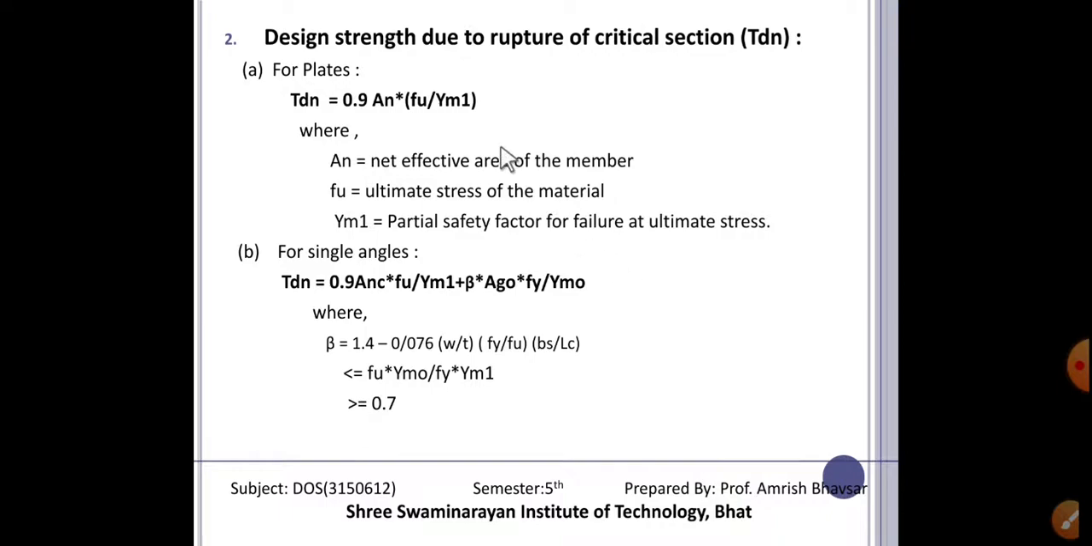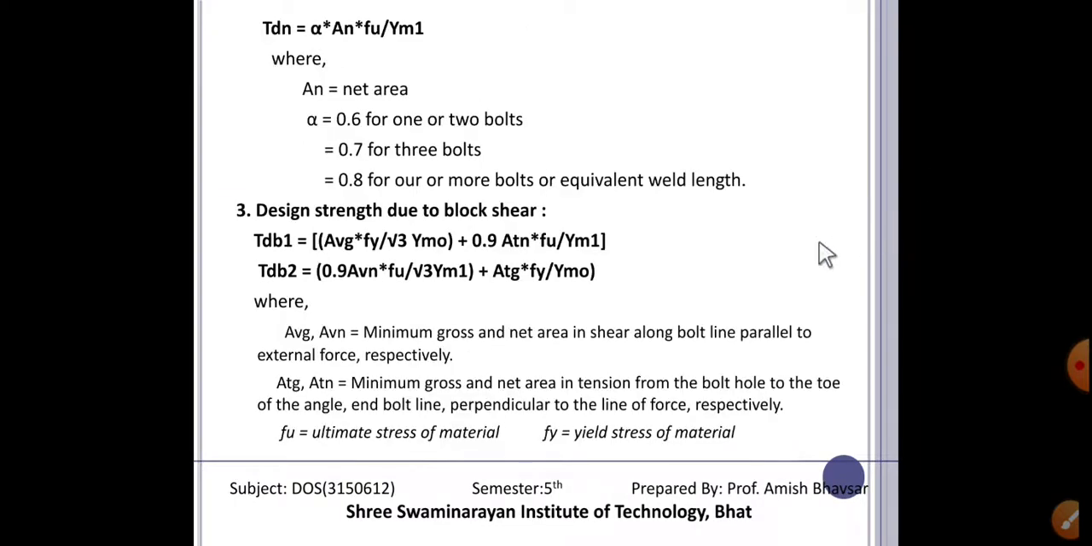Now the next, that is rupture, that we discussed. TDN is something different from compound section, built-up section and all other sections. The TDN is equal to alpha into AN into Fu upon gamma m1. That AN is the net area and the alpha is always 0.8 taken by us, because we are thinking that we have more than 4 number of bolts. So always we are taking 0.8 as alpha.